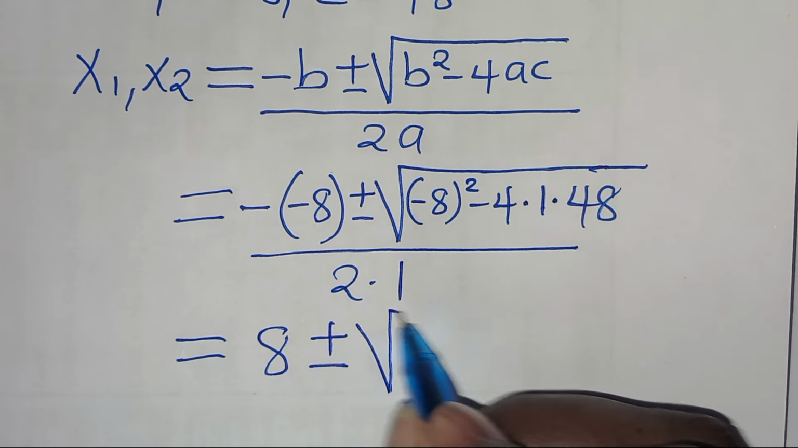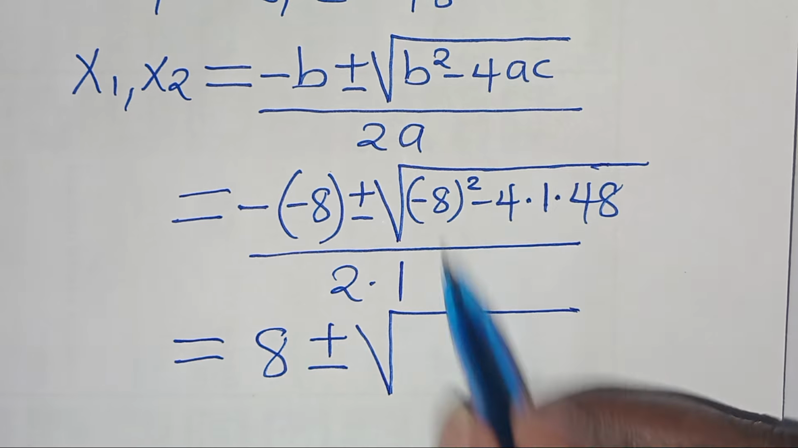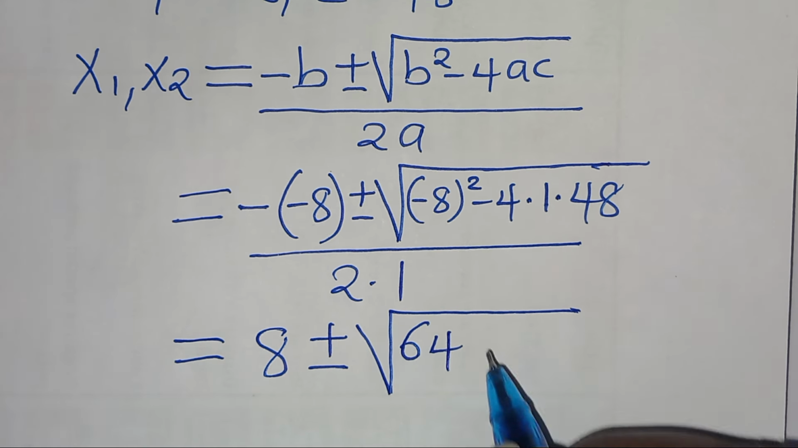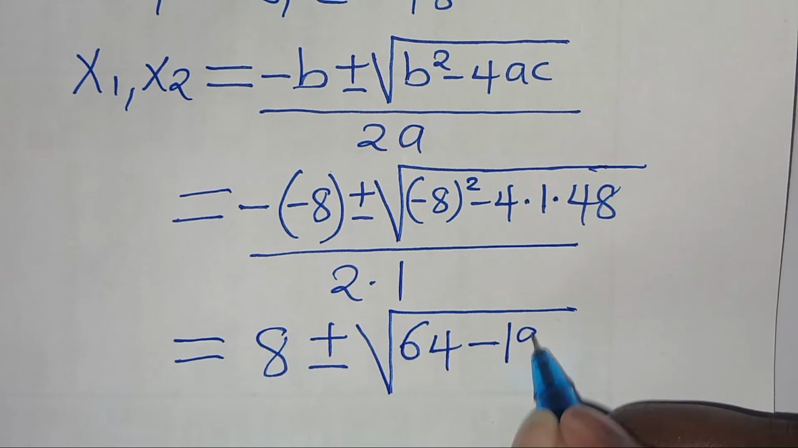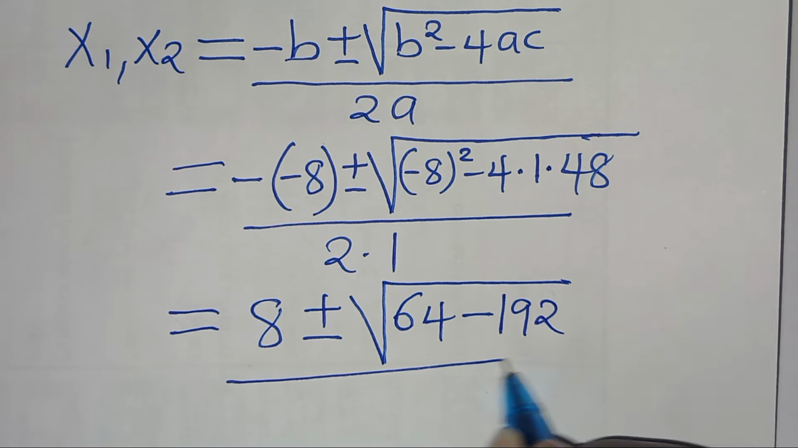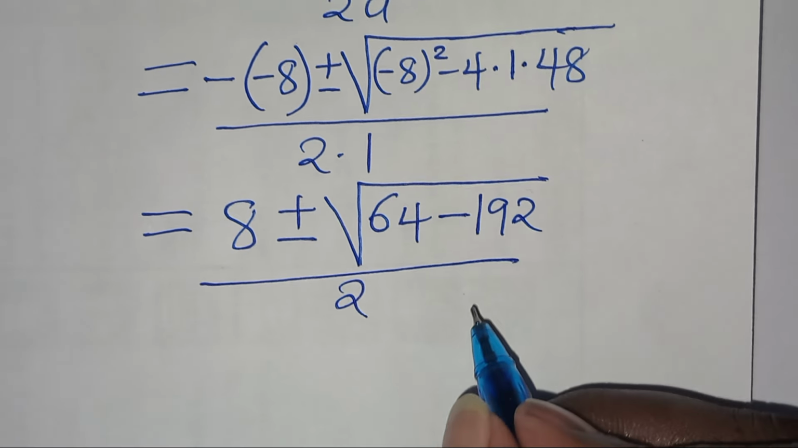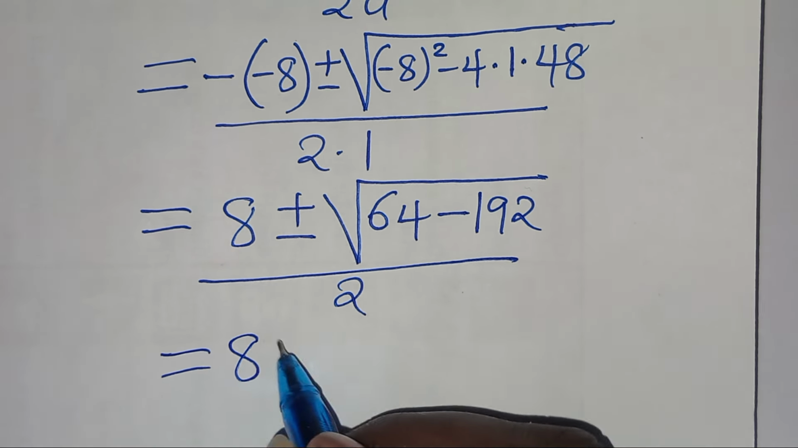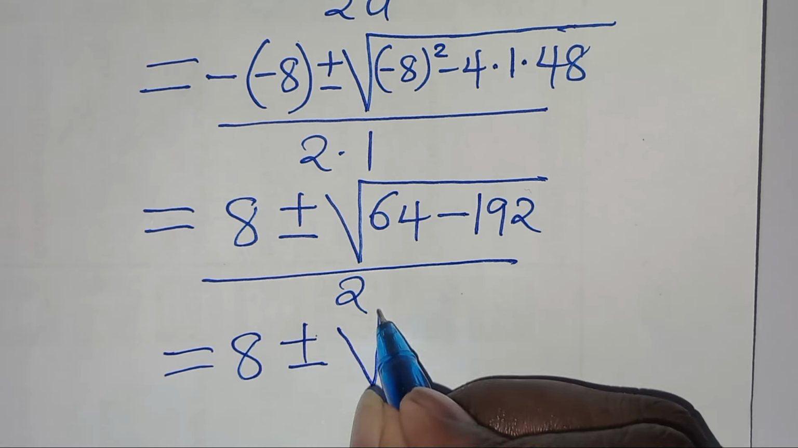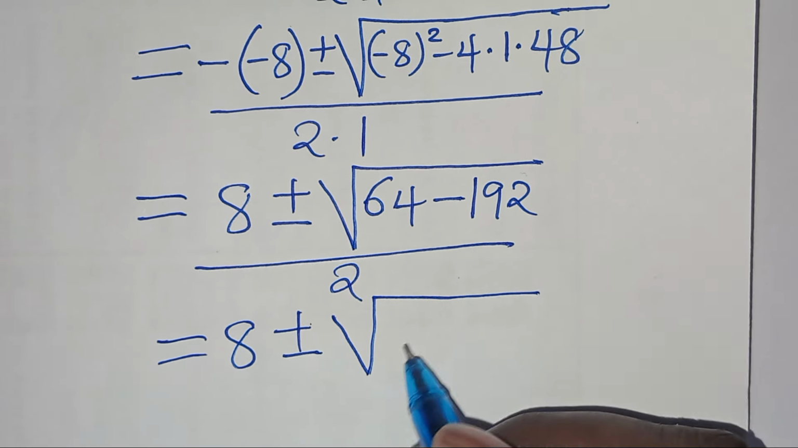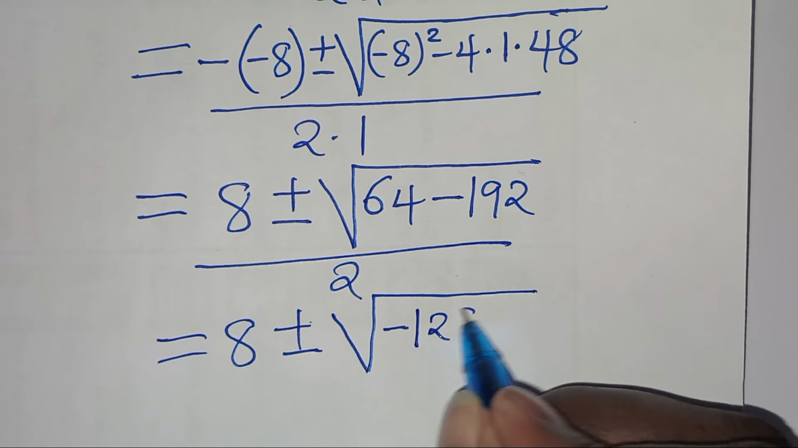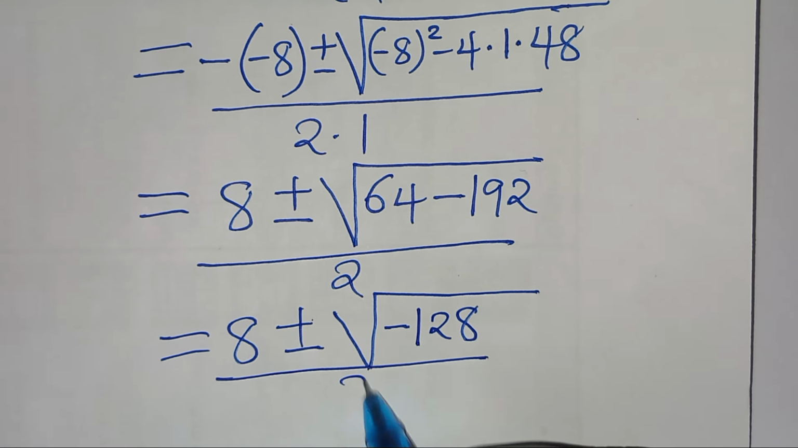We have the square root of minus 8 squared, this is 64. Subtract 48 times 4, this is 192. Everything here divided by 2. So here we have 8 plus or minus the square root of 64 minus 192, this is minus 128. Everything here divided by 2.